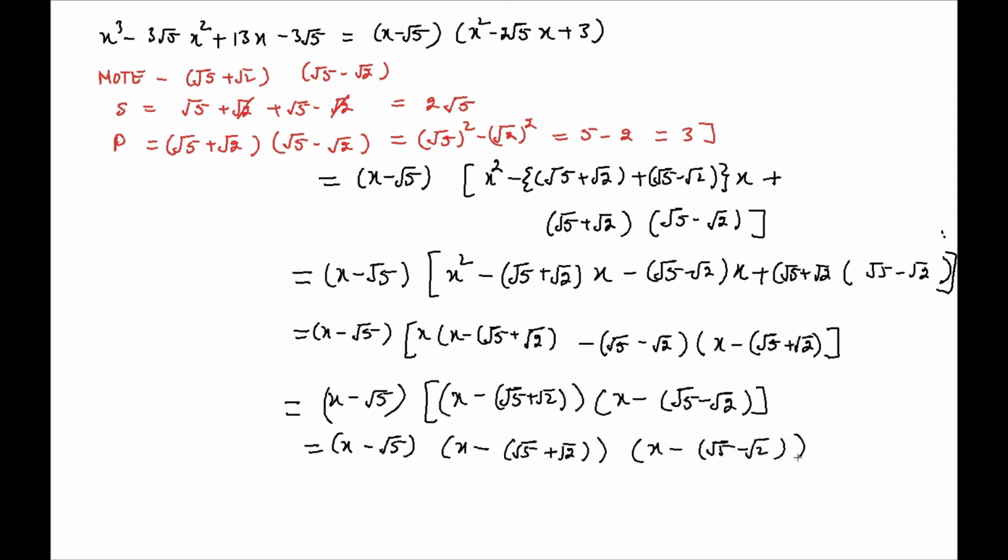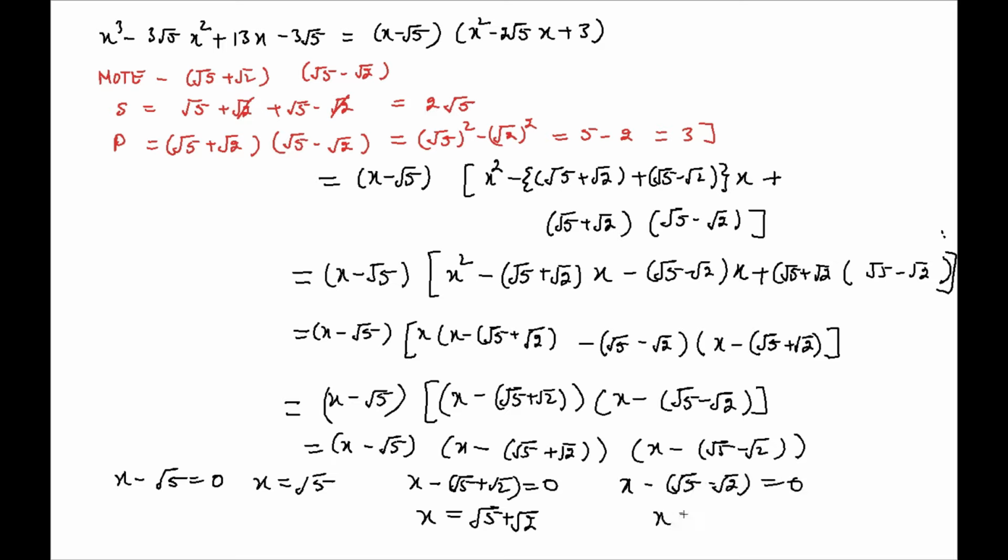So in order to find the zeros, write x minus root 5 is equal to 0. So x is equal to root 5. x minus root 5 plus root 2 is equal to 0. So x is equal to root 5 plus root 2. x minus root 5 minus root 2 is 0. So x is equal to root 5 minus root 2.